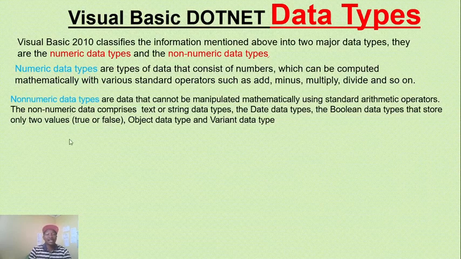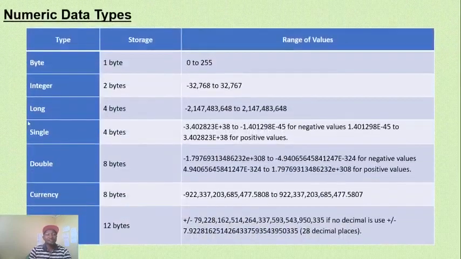Non-numeric data cannot be manipulated mathematically using standard arithmetic operators. The non-numeric data comprises text or string data types, the date data types, the Boolean data types that store only two values, true or false, or yes or no. Also object data type and variant data types. Therefore, ladies and gentlemen, mark that in Visual Basic .NET, data types can be classified as numeric and non-numeric.